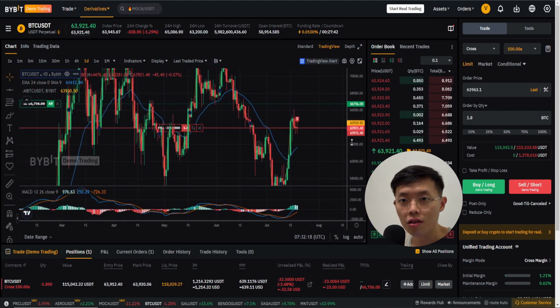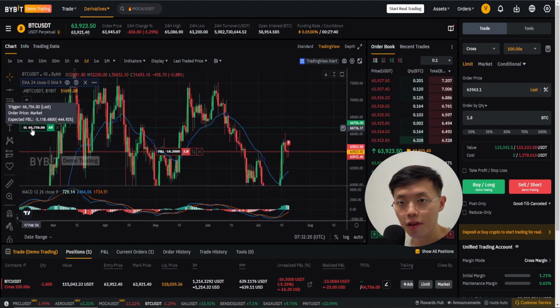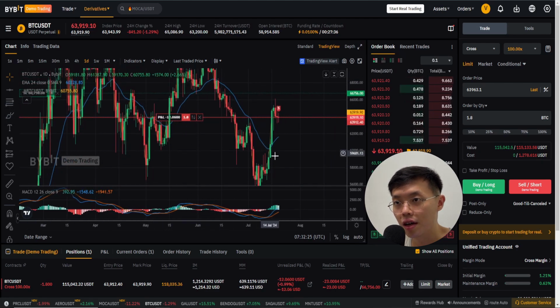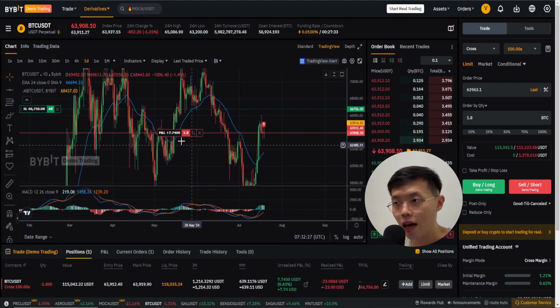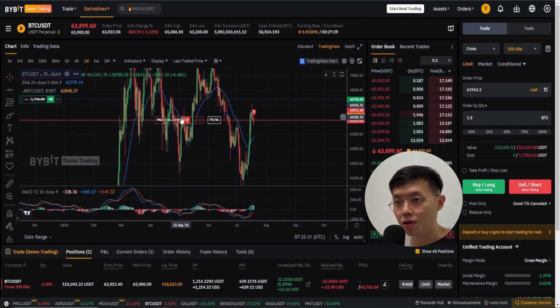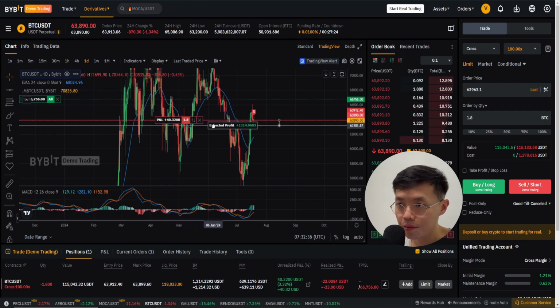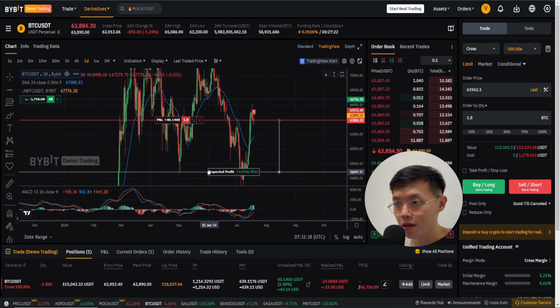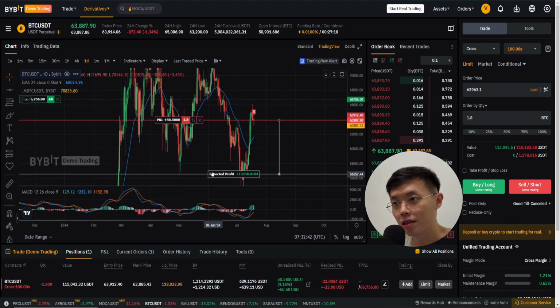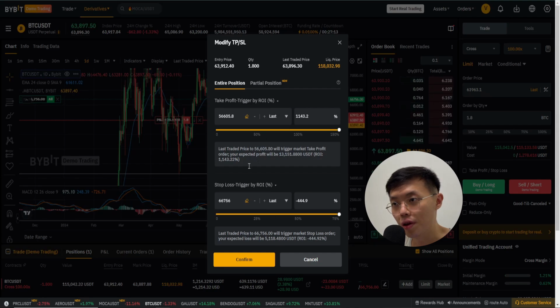So my stop loss is at 66,756, and then my entry price is here. This is my P&L. So how do I set TP? It's very simple. You hover on your market order here, drag it down, and this is your TP. Let's say I'm shorting and I'm predicting that it will go down. This is my TP, where I expect to earn 13K.